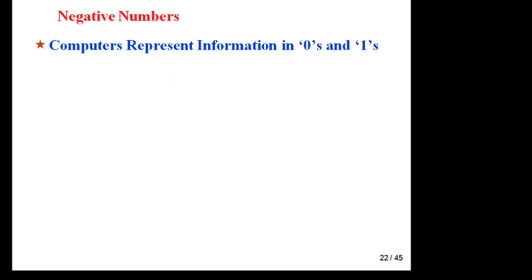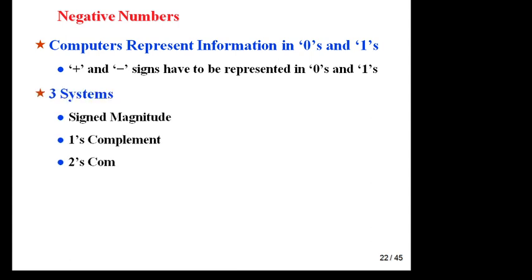Now negative numbers. This is very, very important, and this is new to you. How does a computer know whether a number is positive or negative? In the case of a positive number, the MSB is always 0. In the case of a negative number, the MSB is 1. In this way, the computer can differentiate whether a number is positive or negative. Plus and minus signs have to be represented by zeros and ones.